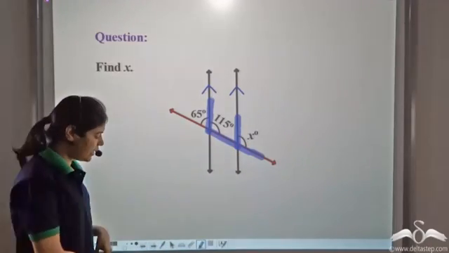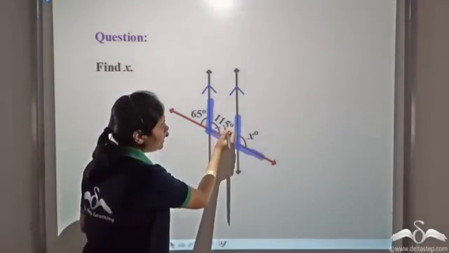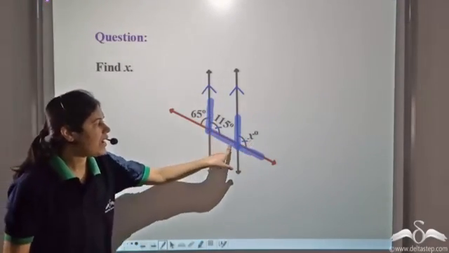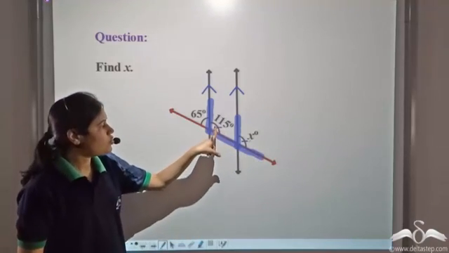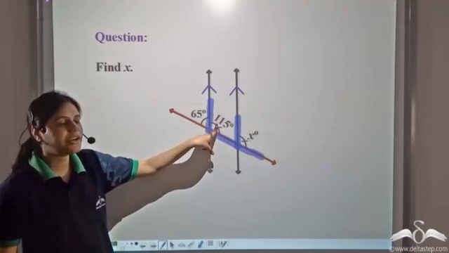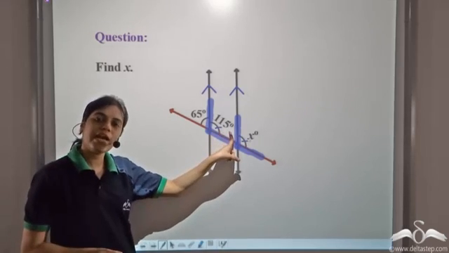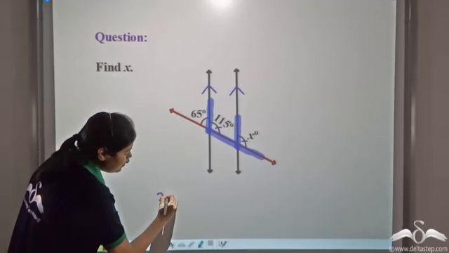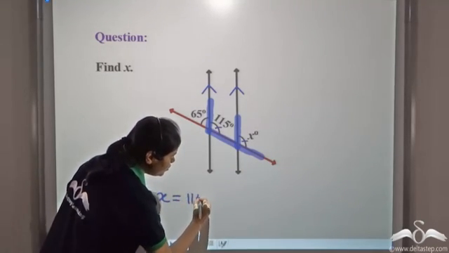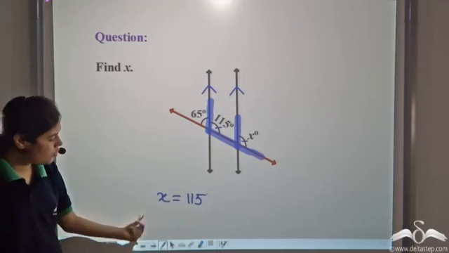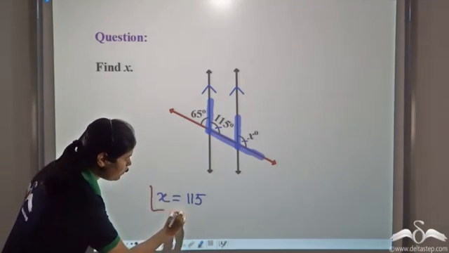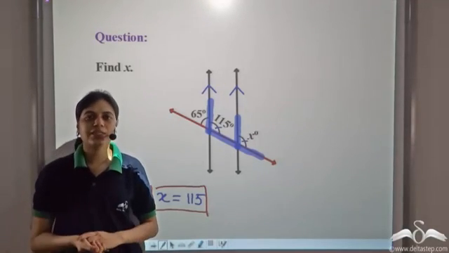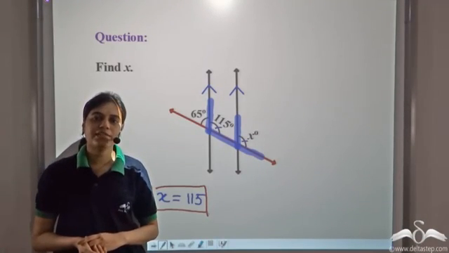Which are the angles contained in this F shape? This angle and this angle. These two angles are formed by this F. So I can say that x degrees and 115 degrees are the corresponding angles. And since corresponding angles are equal, we can say x is equal to 115. So x is equal to 115. So when we have two parallel lines, then a pair of corresponding angles is equal.